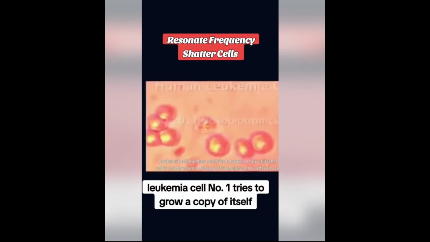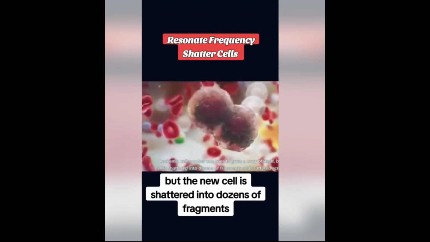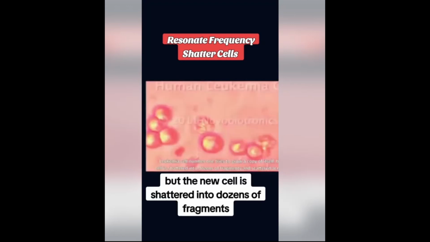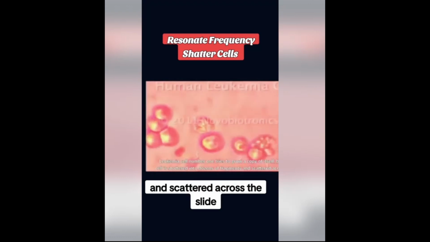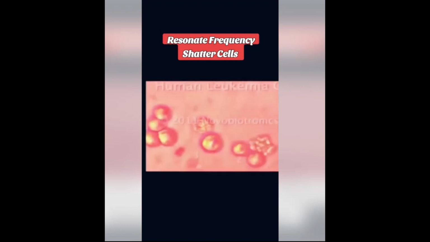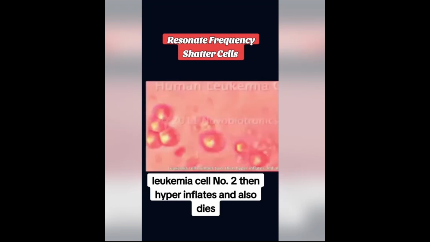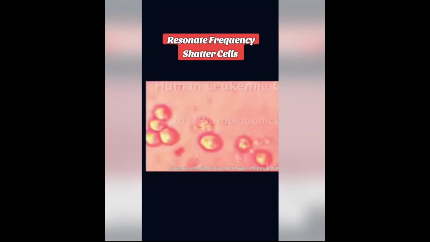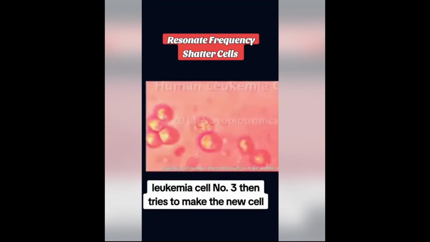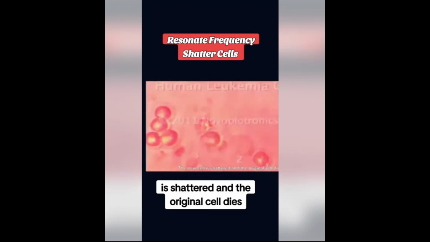Leukemia cell number 1 tries to grow a copy of itself, but the new cell is shattered into dozens of fragments and scattered across the slide. Leukemia cell number 2 then hyperinflates and also dies. Leukemia cell number 3 then tries to make a new cell, the new cell is shattered, and the original cell dies.